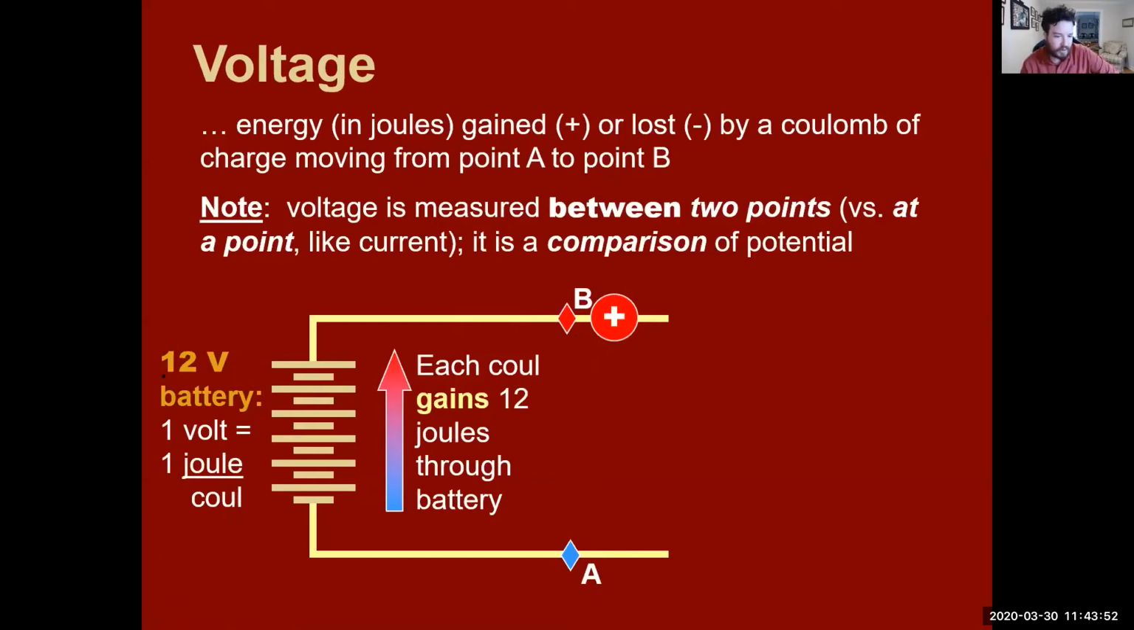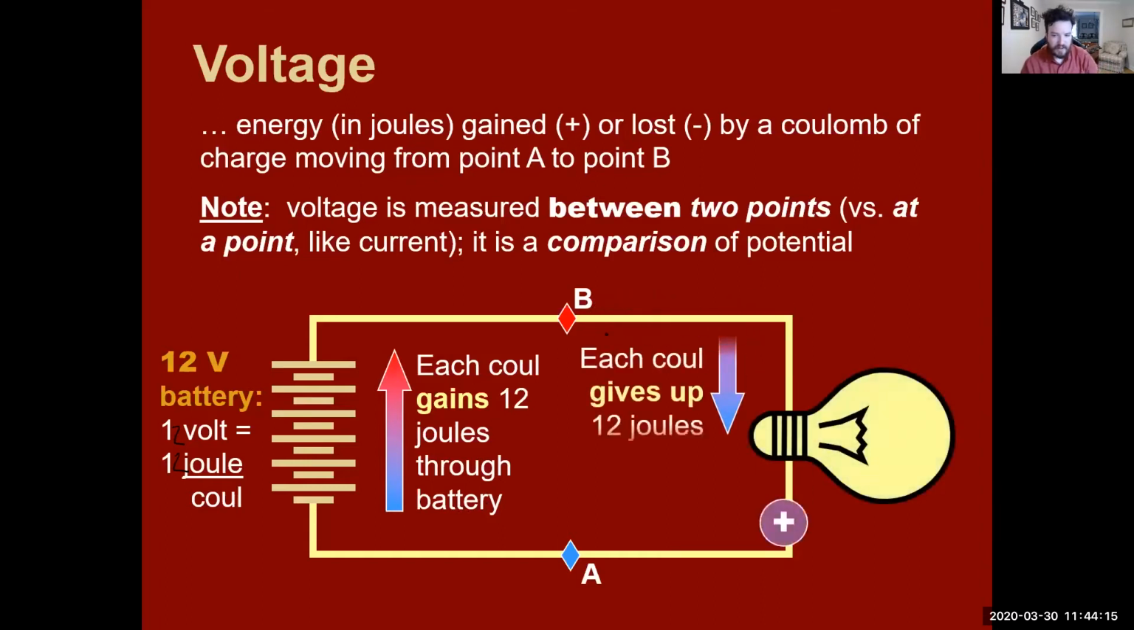So for a 12-volt battery, 1 volt is equal to 1 joule per coulomb. So a 12-volt battery is equal to 12 joules per coulomb. Each coulomb gains 12 joules through the battery, and each coulomb gives up 12 joules through the bulb.